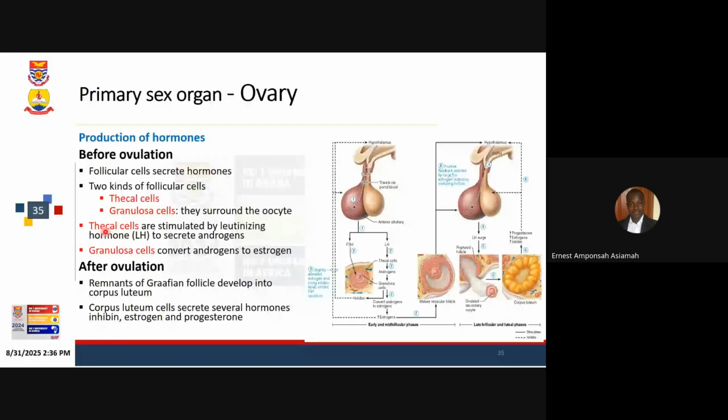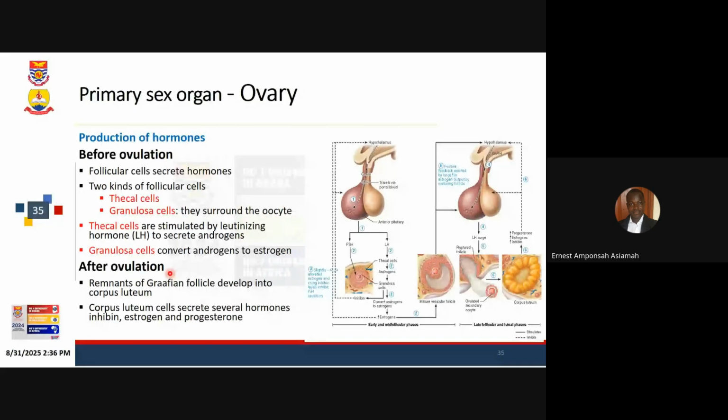The thecal cells are stimulated by the luteinizing hormone to secrete androgens like testosterone. This thecal cell behaves like the Leydig cells in males. They are stimulated by luteinizing hormone to secrete androgens like testosterone and androstenedione. Then we have granulosa cells. They convert the androgens to estrogen. So the granulosa cells convert the androgens to estrogen. That is before ovulation.